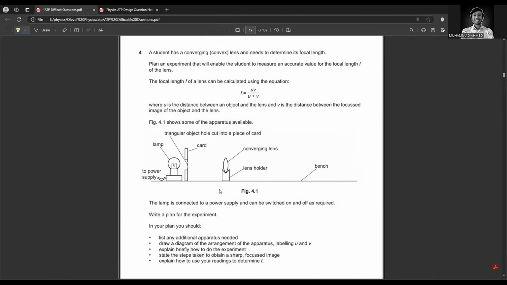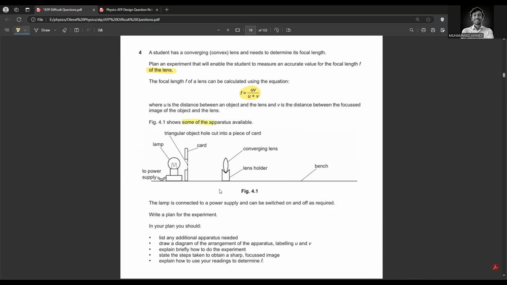A student has a converging lens and needs to determine its focal length. Perfect. Plan an experiment that will enable the student to measure an accurate value for the focal length of the lens. The focal length of the lens can be calculated using this equation, where u is the distance between an object and the lens, and v is the distance between the focused image of the object and the lens. Perfect.